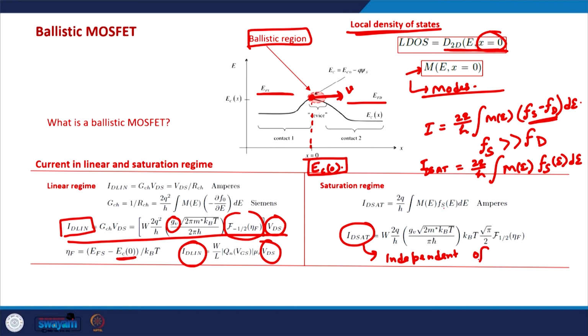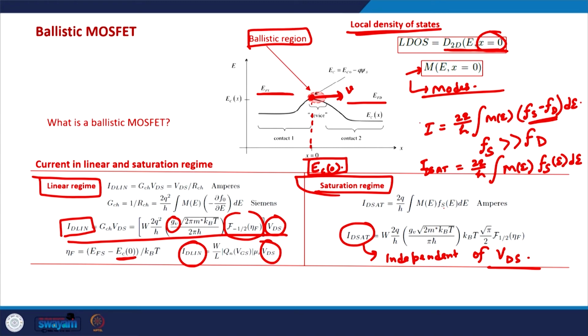VDS, or it is independent of VDS. Okay. So these are the extremes of the current. One is the linear regime, with an extremely small applied VDS, and one is the saturation regime, where the large VDS is there.